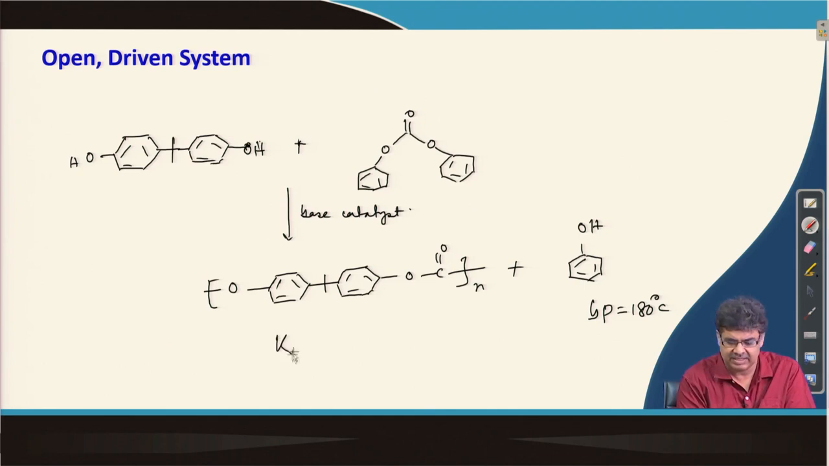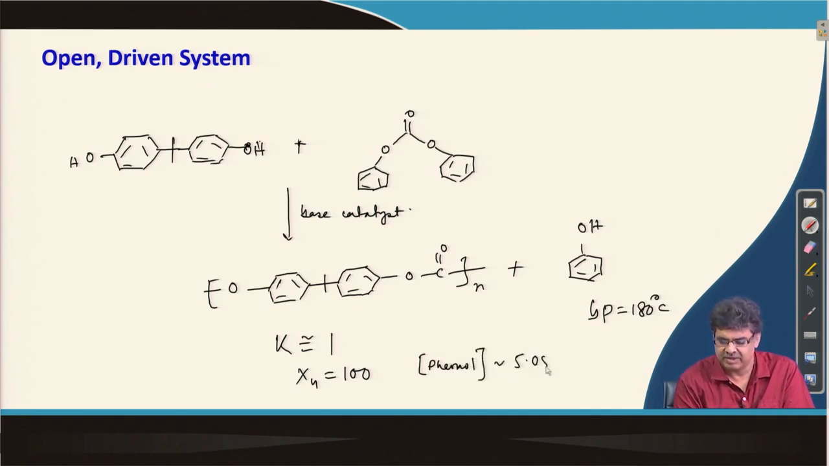Now, the K of this reaction in a closed system is approximately equal to 1. So if I want to make a degree of polymerization of 100, we need to reduce the concentration of phenol to a level of 5.05, as in the table which we discussed earlier, moles per liter inverse. That is the concentration to which phenol should be reduced to get an Xn of 100. Now, as I discussed, sometimes it is not possible, no matter what your reactor design or condition is. So what is done?